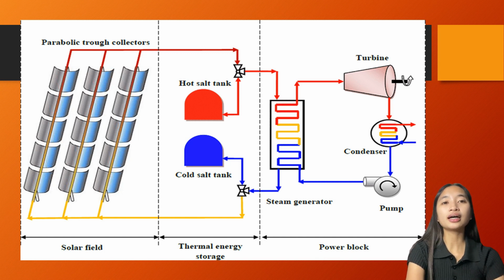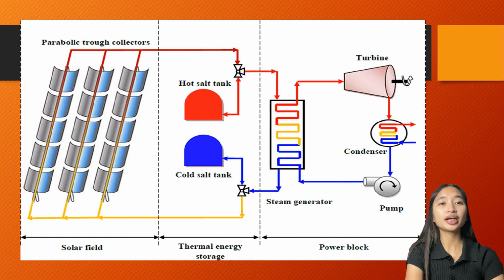But alam natin na yung boiling point of water is 100 degrees centigrade lang. And under this parabolic trough, the heat transfer fluid can reach up to 400 degrees centigrade pero 100 degrees centigrade lang ang boiling point ng kaya ng water. Konting temperature lang ay pwede na mag-evaporate ito.